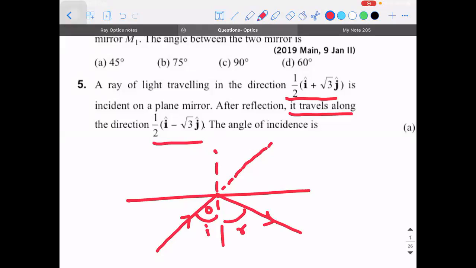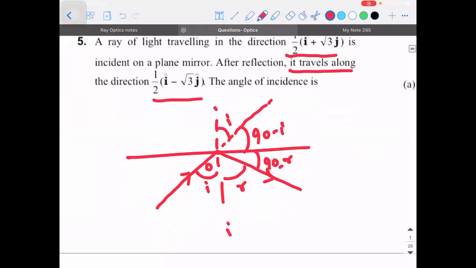Okay, if this is R, then how much is this? This is 90 minus R. This is i, this is also i. Then this will be 90 minus i. So i plus 90 minus i plus 90 minus R plus R, it's obviously 180.